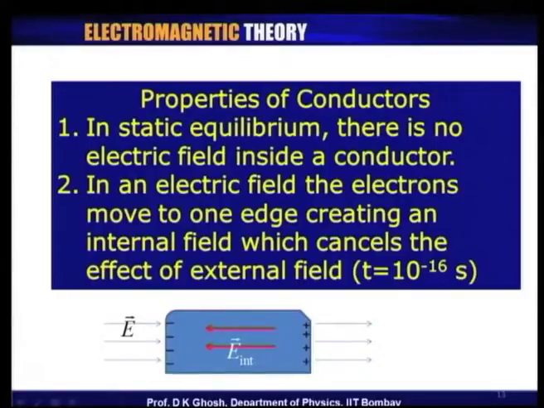This implies that inside the material there is an electric field created which is opposite to the direction of the external electric field, which is here. And this happens practically instantaneously. Typical time during which such adjustment takes place is of the order of 10 to the power minus 16 seconds. And this is the way the electric field inside the conductor becomes 0.